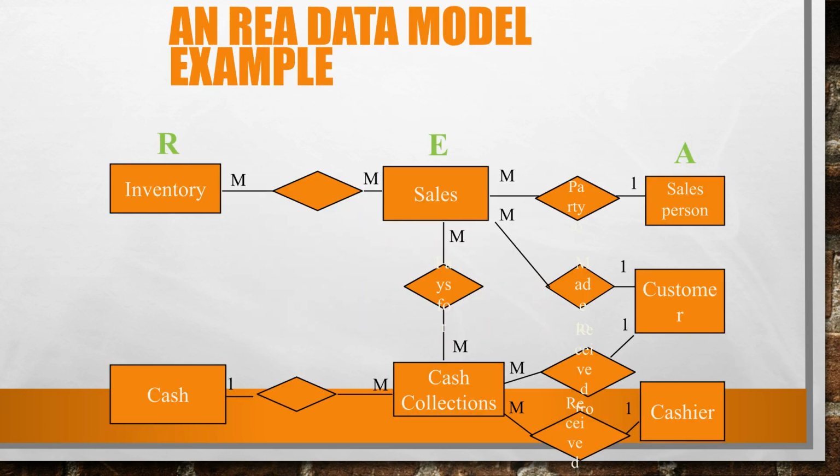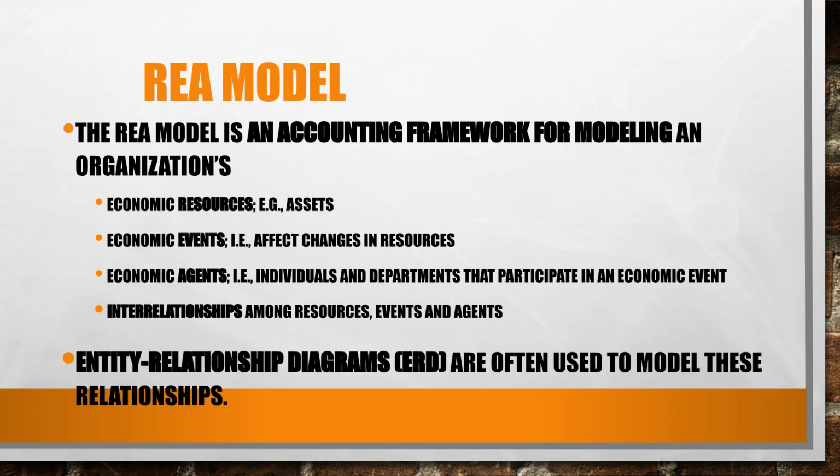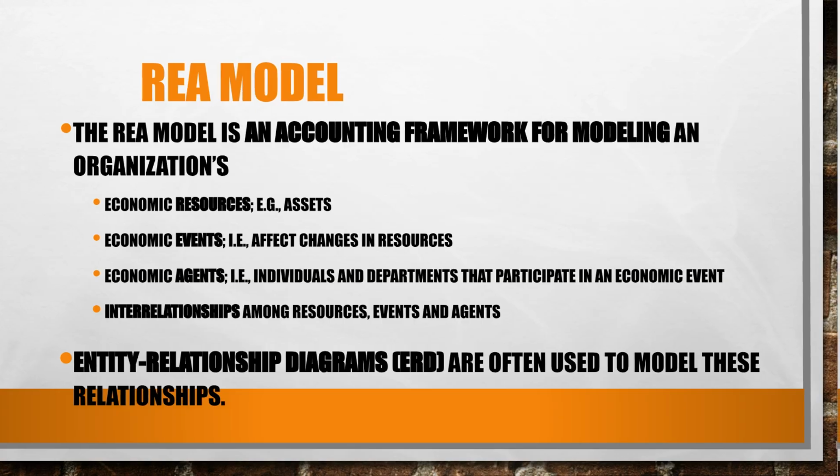Here is an example of an REA data model. This approach maps resources, events, and agents to create a structured and integrated view of business data. The REA model is a framework for modeling an organization's economic resources, events, and agents, along with the interrelationships between them, often using entity relationship diagrams.